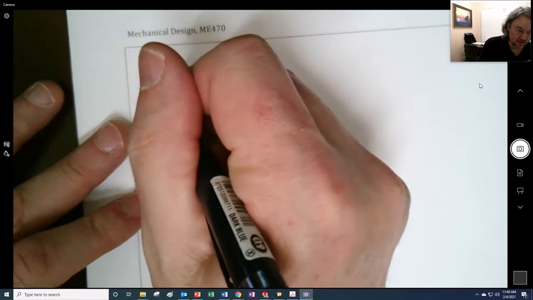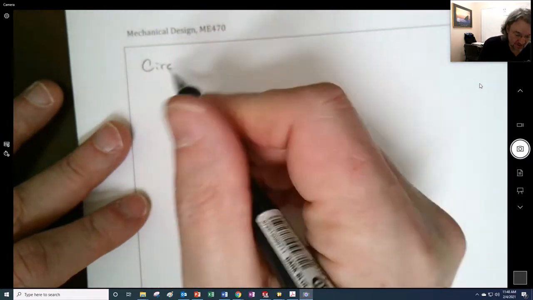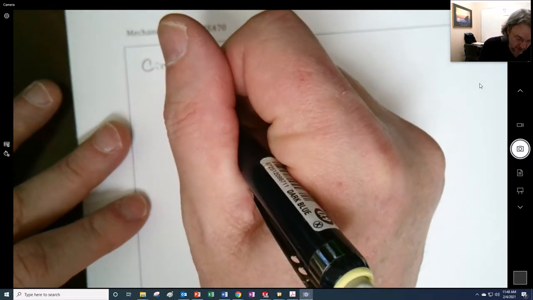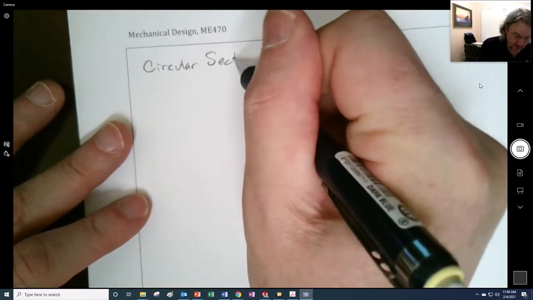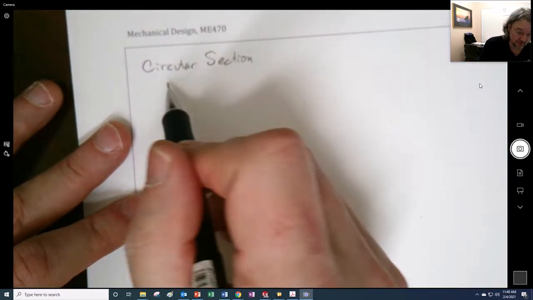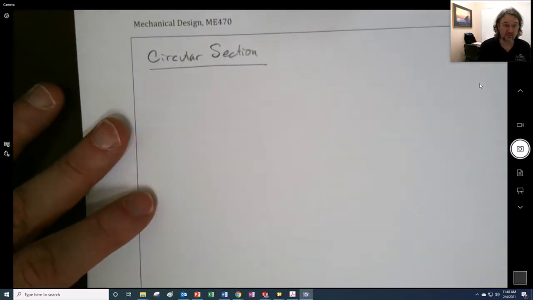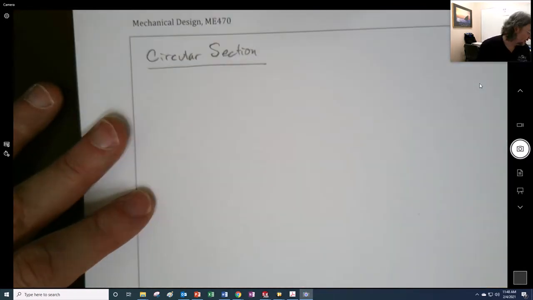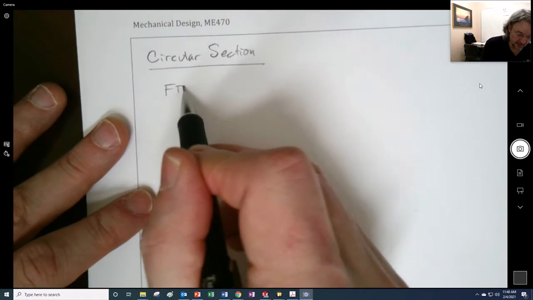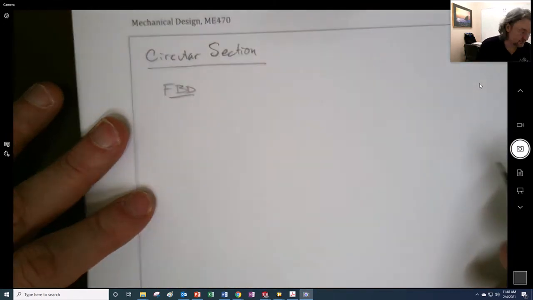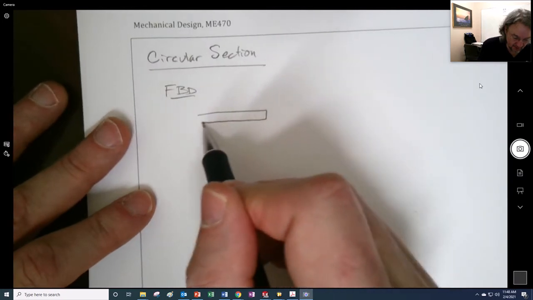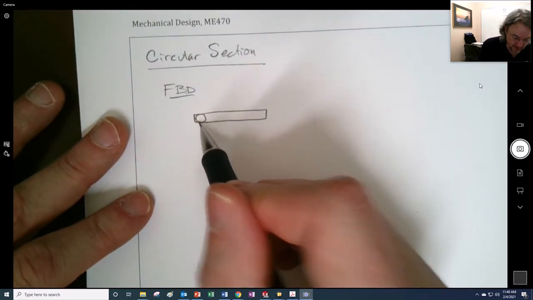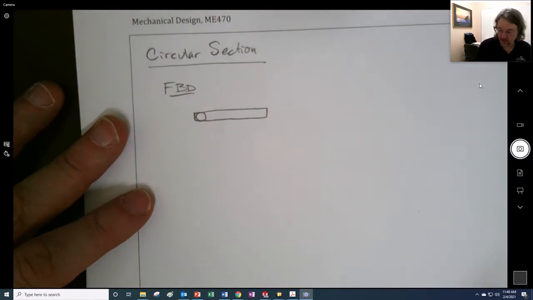So it's good to make these headings. Circular section. So this is the circular section design portion of the design right here, and we want to make an FBD. And don't get lazy with these, because when you get lazy, it's easy to make mistakes, to run across places where errors are going to occur.